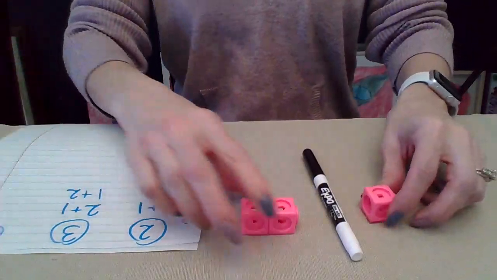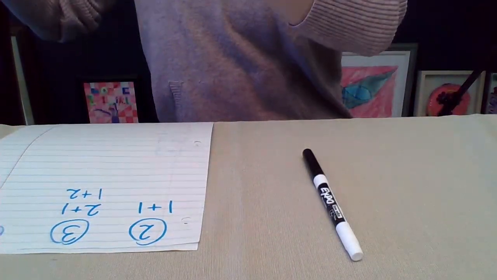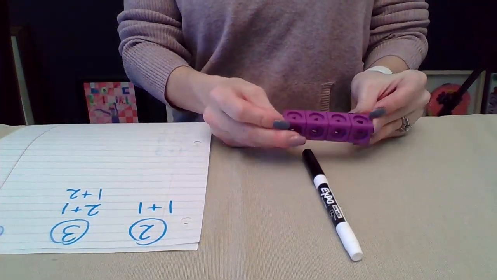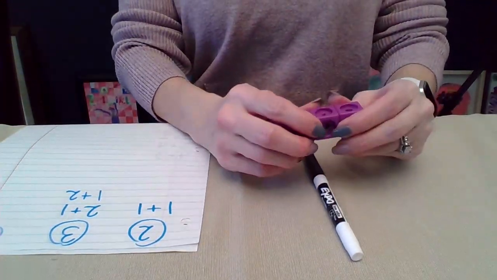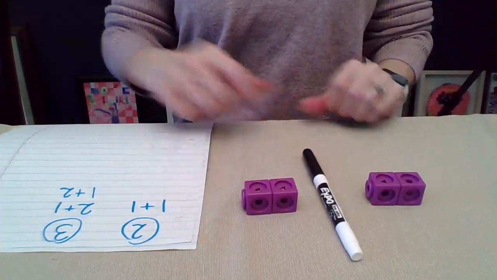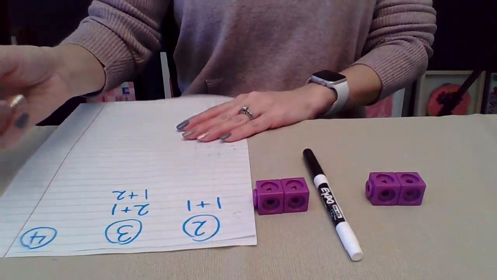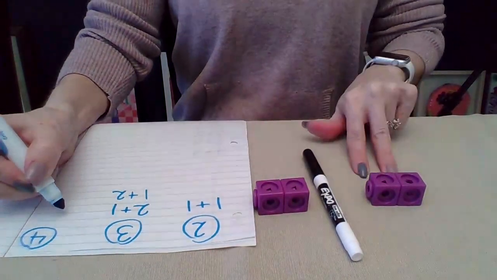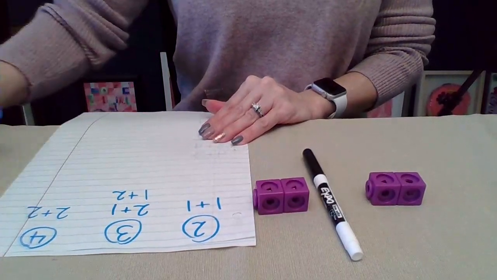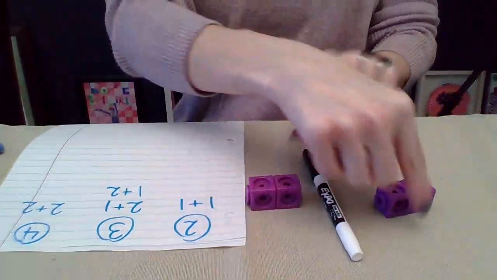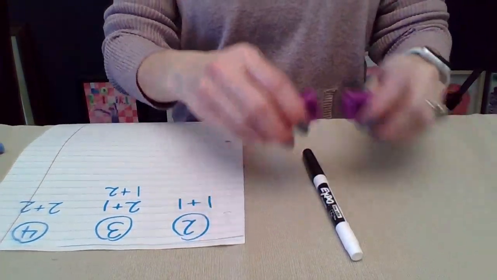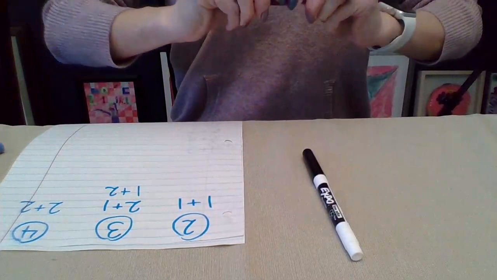Okay, so I need 4 cubes this time. I think I'll switch to a different color. I'll use purple this time. Okay, so I could break it here. And I have 2 plus 2. 2 plus 2 equals 4. If I switch it, 2 plus 2, same math problem, right? Okay, let's put it back together.